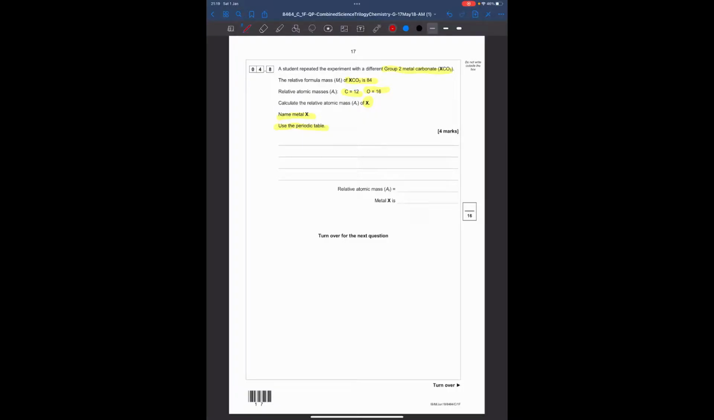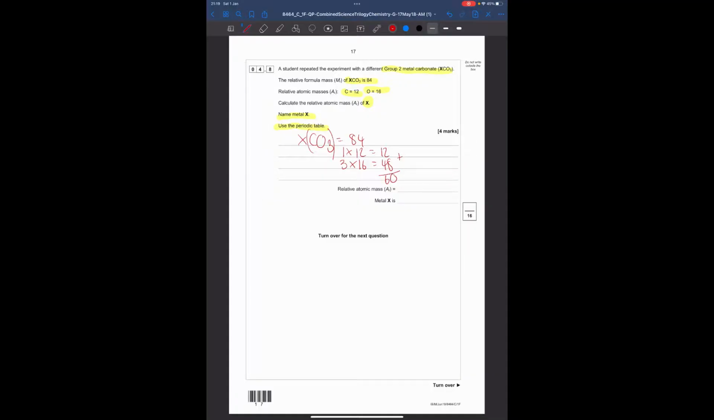So if we know that XCO3 is equal to 84, what we could do is work out how much CO3 is, and the difference would then be the element that is X. So carbon we know is 12, so we've got 1 lot of 12, 1 times 12 is 12. We've then got 3 lots of oxygen, 3 lots of 16 is 48. If you add those together, that gives you a total of 60.